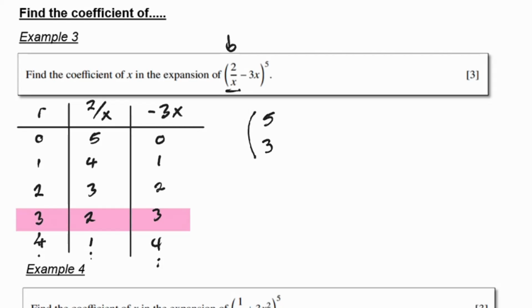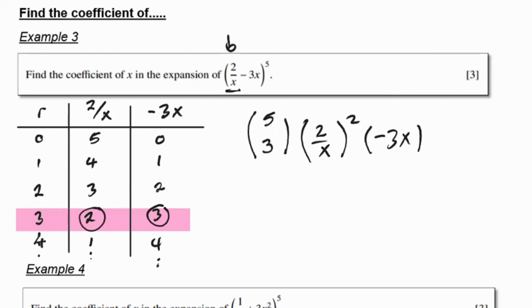5 choose r, which is 3, of 2 over x to the power 2, because this represents the power, and of negative 3x raised to the power of what? To the power of 3. All right, so the power of 3. And the reason why I selected this particular set of powers is because that's the one which will give us x when we simplify it.